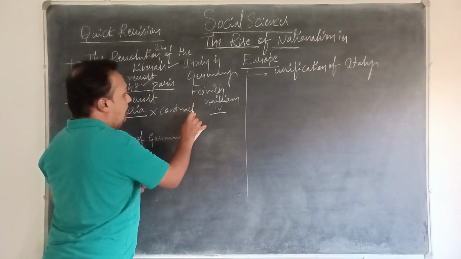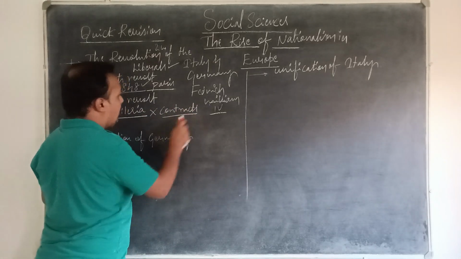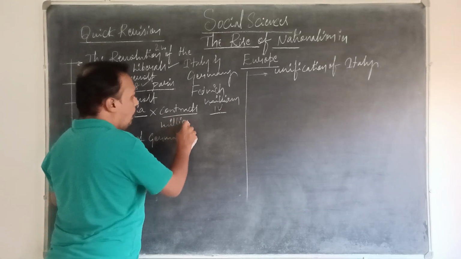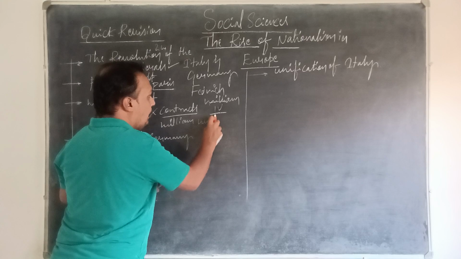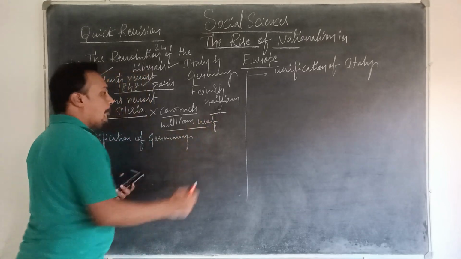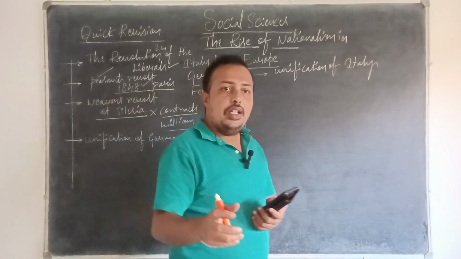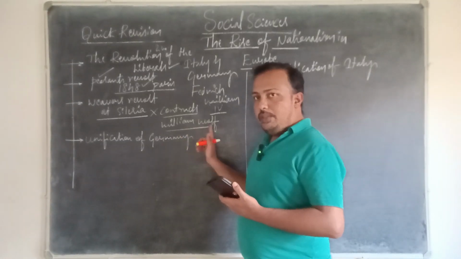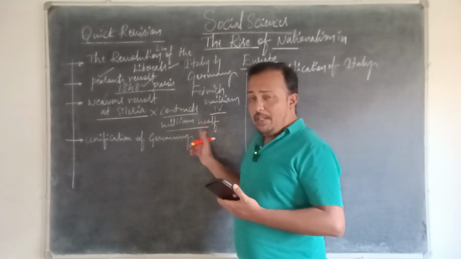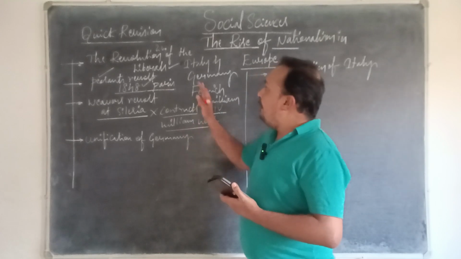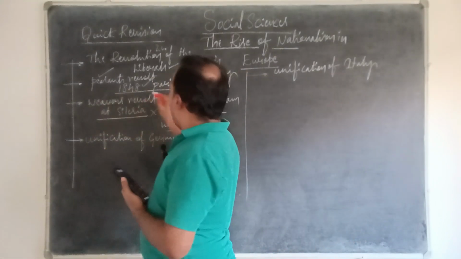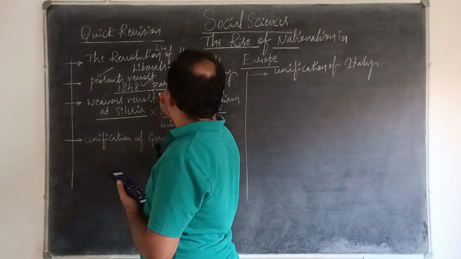So this was reported in the newspaper by William Wolff. By whom? By William Wolff. He reported this incident of the Silesian weavers revolt in the newspaper. So you need to know this name for the multiple choice question. So that's it about the peasant revolt and the weavers revolt. These are all minor questions for 1 or 2 marks.